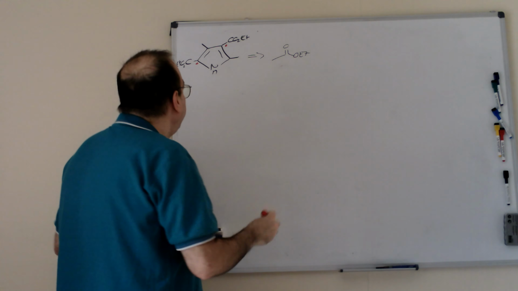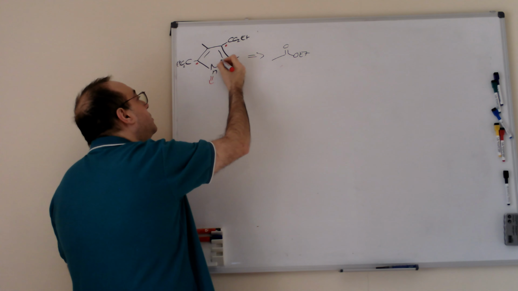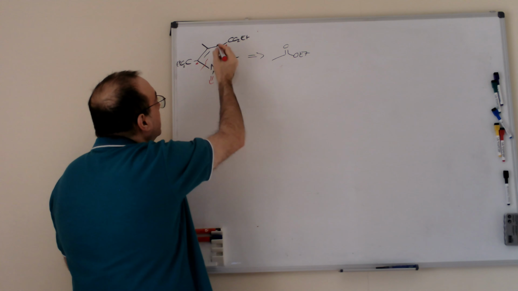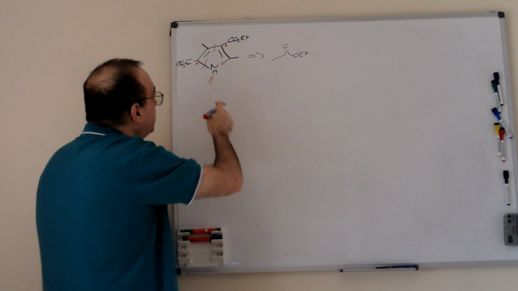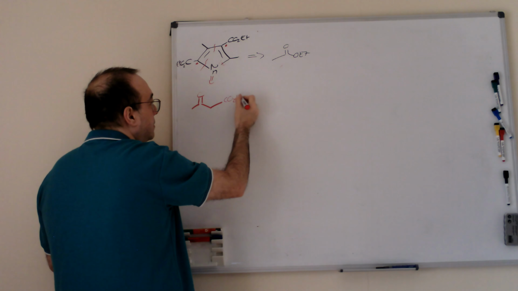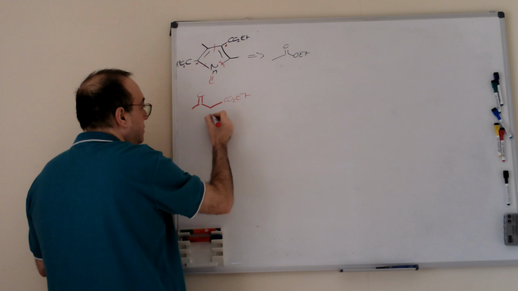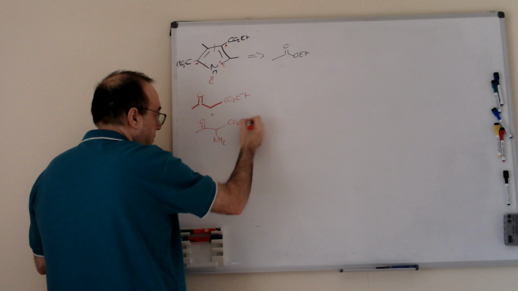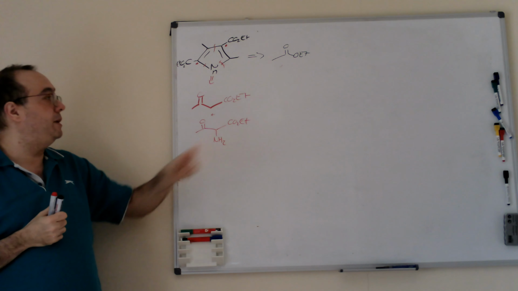And what do we need? Remember, we can break this bond, we can break this bond, and what we need is these two starting materials, the ketoester and the amino ketoester.